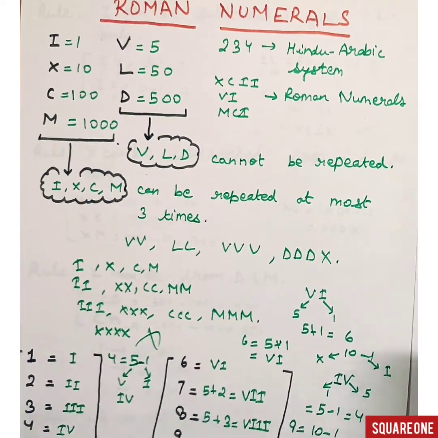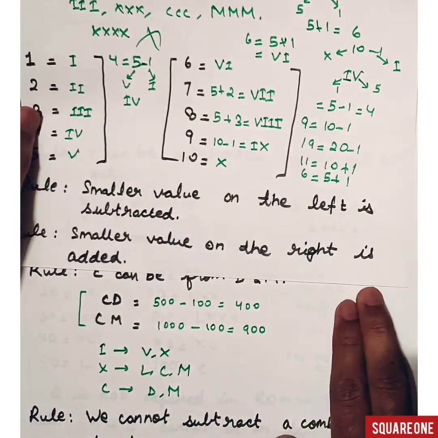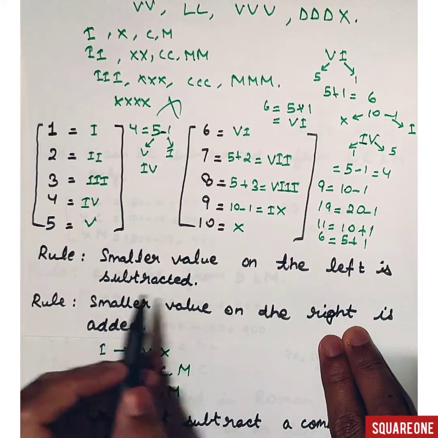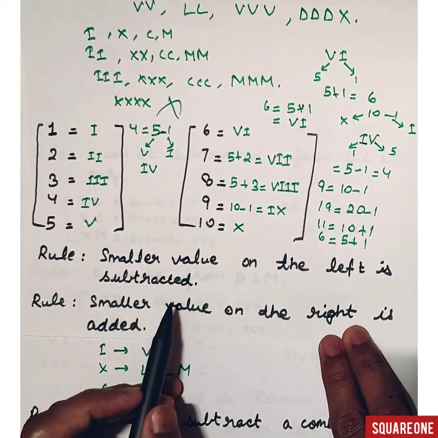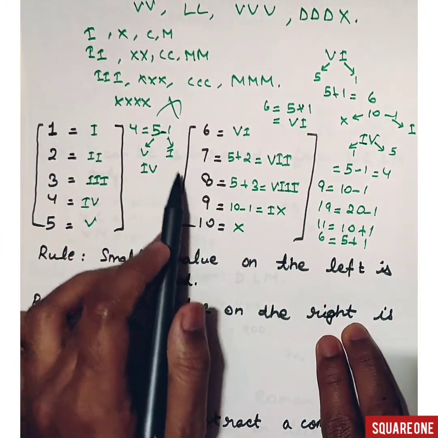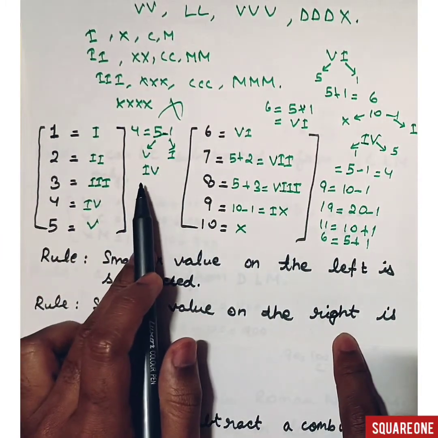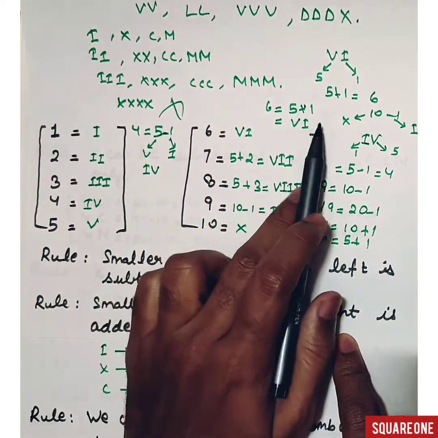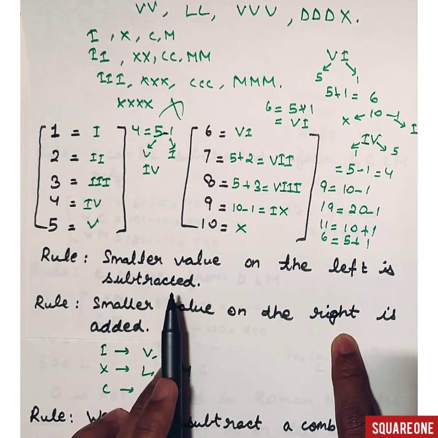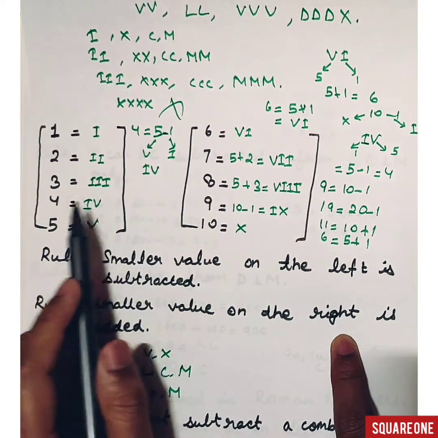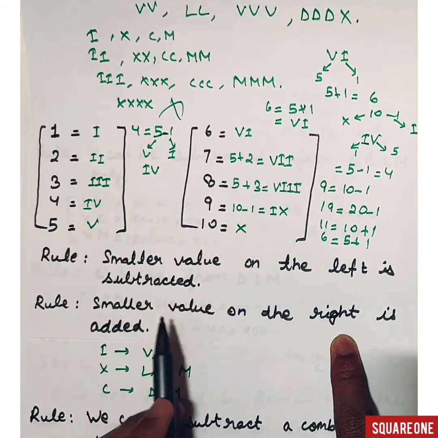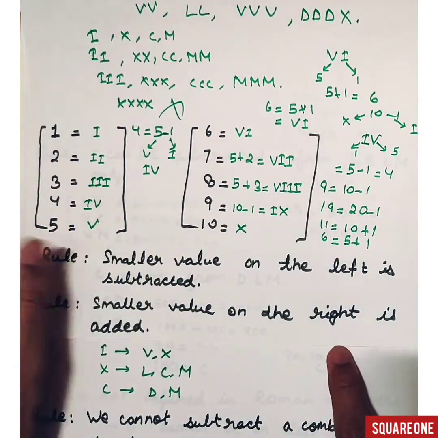Then I told you that smaller value on the left is subtracted, okay? Smaller value on the left is subtracted while the smaller value on the right is added. So if we have 4, then it is written as 5 minus 1. In subtraction, we write the smaller value on the left, and in addition, we write the smaller value on the right side. That means smaller value on the left is subtracted, it becomes 5 minus 1. Smaller value on the right hand side is added, it becomes 5 plus 1.